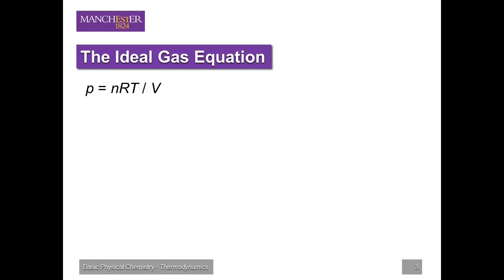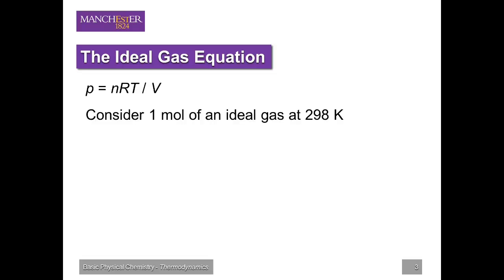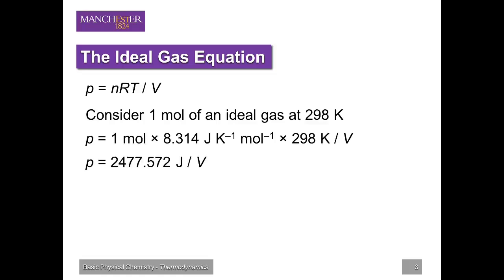We can rearrange the ideal gas equation to calculate the pressure of a gas. P equals nRT over V. Now let's consider 1 mole of an ideal gas at 298 Kelvin. Substituting these values into our equation for pressure gives P equals 2,477.572 joules divided by the volume.